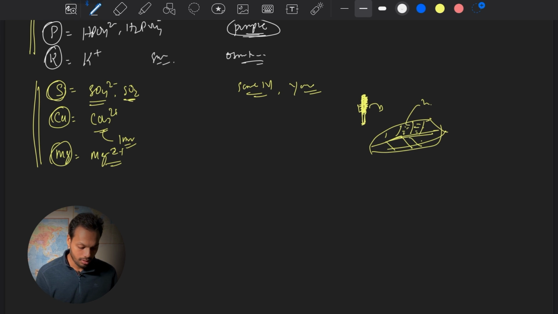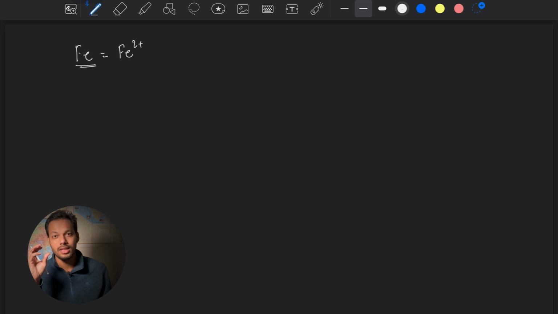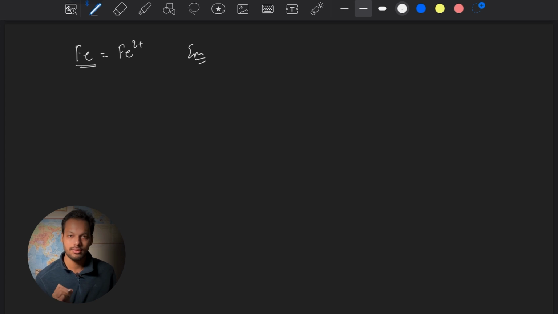So these were the secondary macronutrients. Now coming to the micronutrients. First let us discuss iron. Iron is mostly taken up in the form of Fe2+. It has a significant role in the activation of different enzymes, and it helps in chlorophyll synthesis, though it is not a component of chlorophyll.